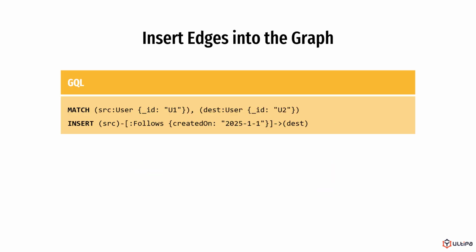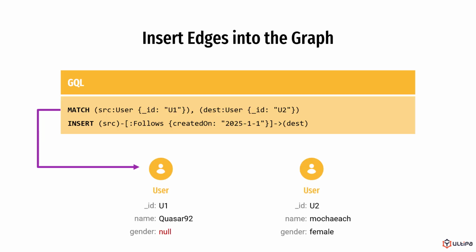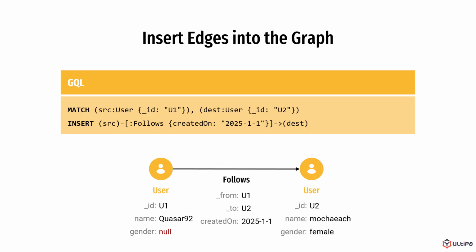To insert an edge between nodes, you can first retrieve the start and destination nodes using the match statement, then reference their variables in the corresponding node patterns next to the edge pattern in the insert statement. This inserts an edge from U1 to U2.